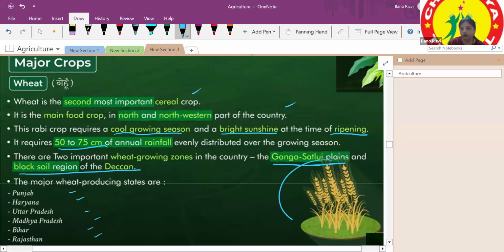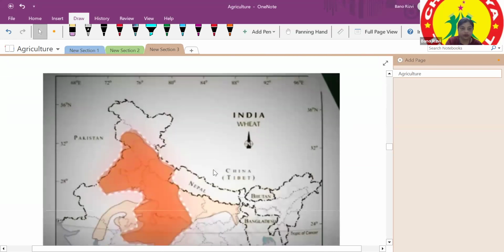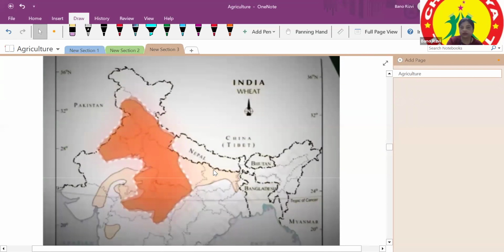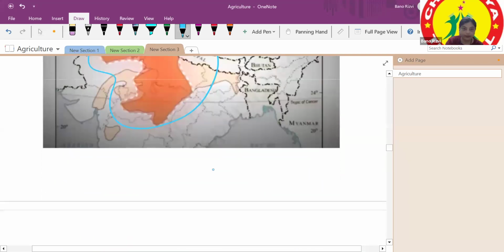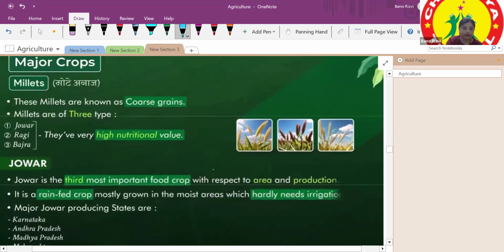Okay, this is how the wheat crop looks like, if you all see the picture. Next, okay, now these are the wheat producing states, that is in orange. You can see the northern plains here. Next, we're going to talk about millets.